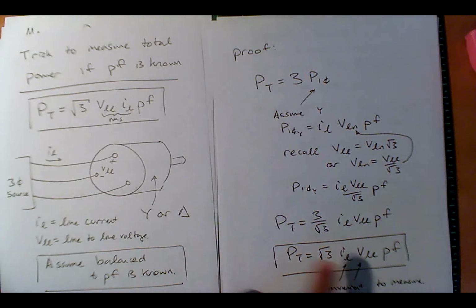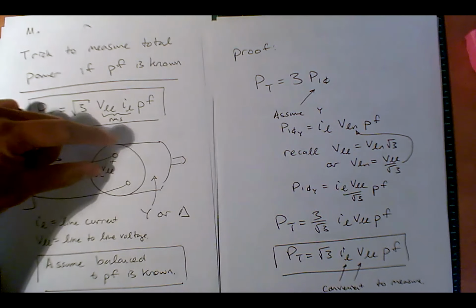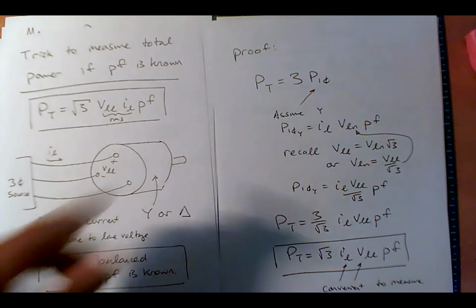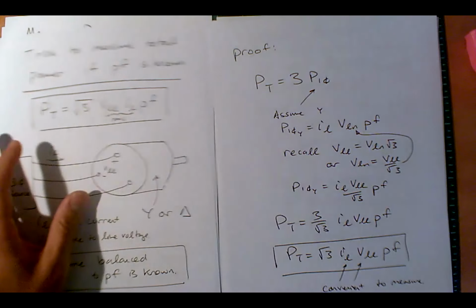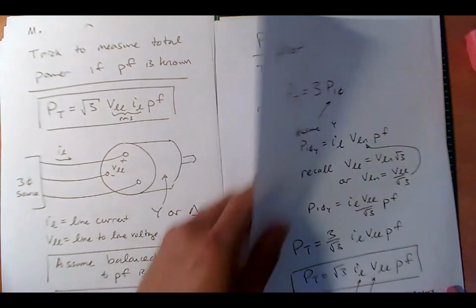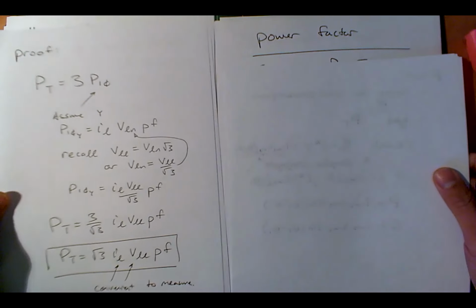Okay, and again, these are convenient to measure. Current clamp, voltage probe, easy, don't have to dig into the internals. Get a wire delta, yay. Okay. Now, why must you be given the power factor?